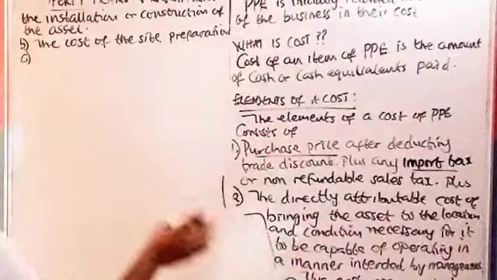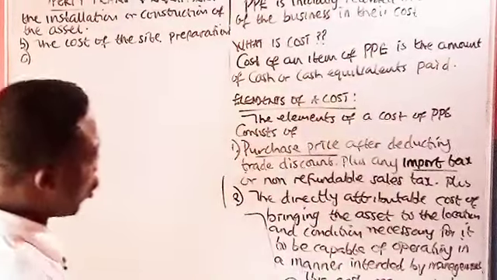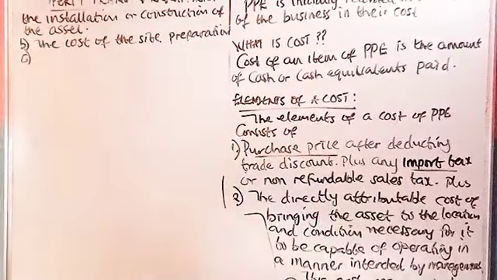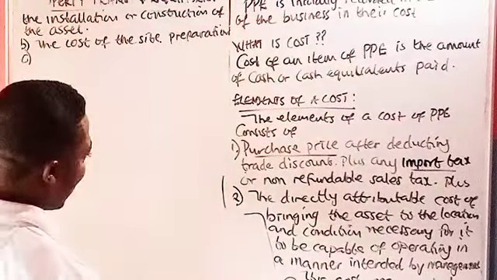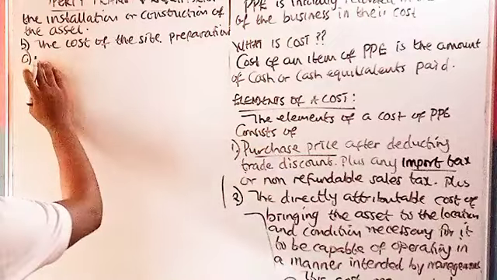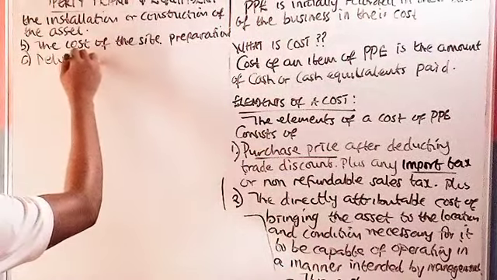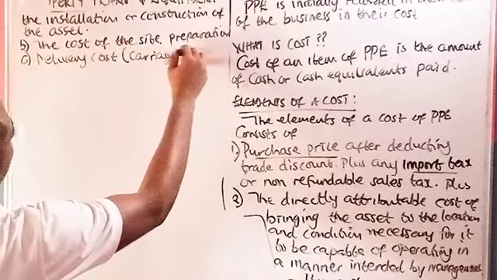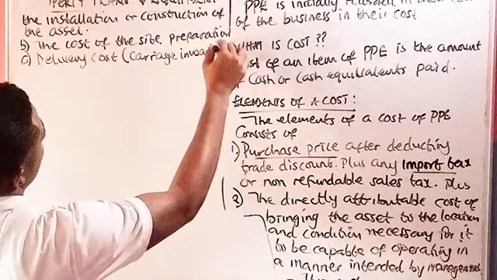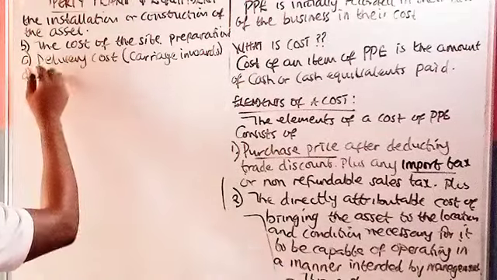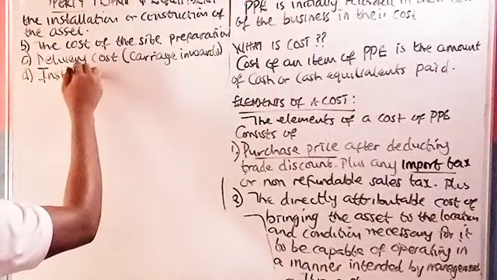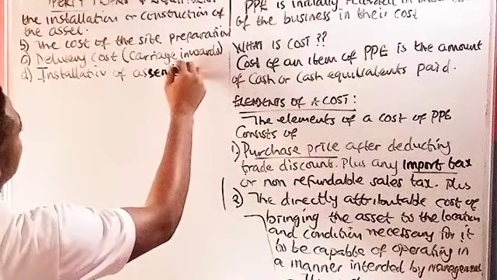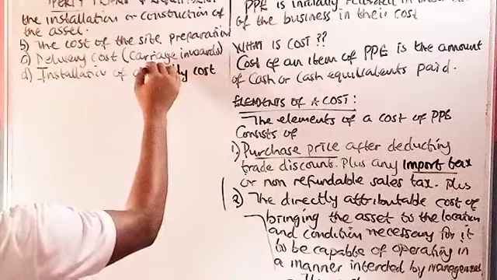C, still under number two, which is the directly attributable cost of bringing the asset to the location and condition necessary for it to be capable of operating in a manner intended by the management. Okay, the third one under that is the delivery cost, which can be the carriage inwards. While the fourth, installation or assembly cost. Okay, to assemble it.